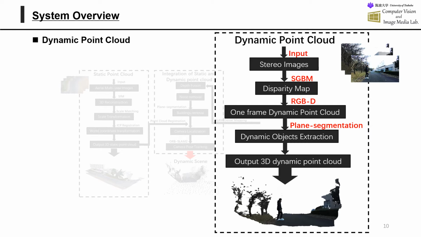The dynamic point cloud is generated by stereo images from a binocular camera. The SGBM method is utilized to calculate the disparity map of the left image. Then we match the depth information into the RGB data pixel by pixel to get the 3D dense point cloud in one frame. Then make the visual odometry and segment the ground. We can get the dynamic moving objects.